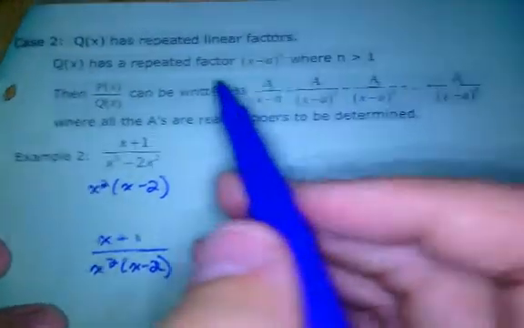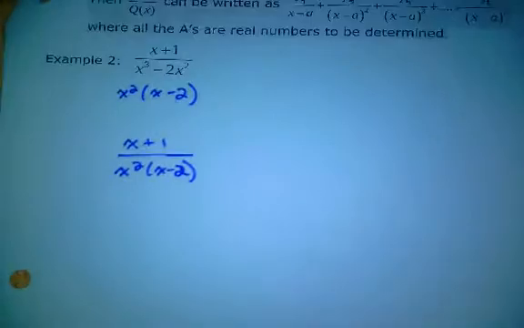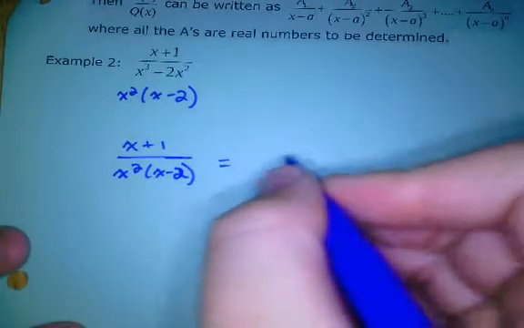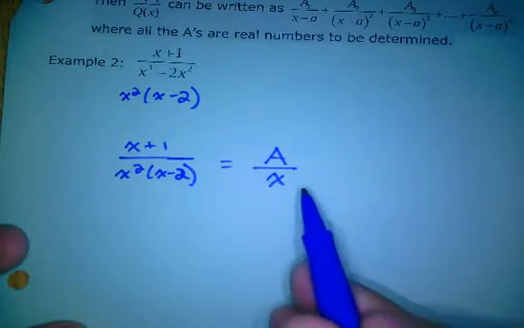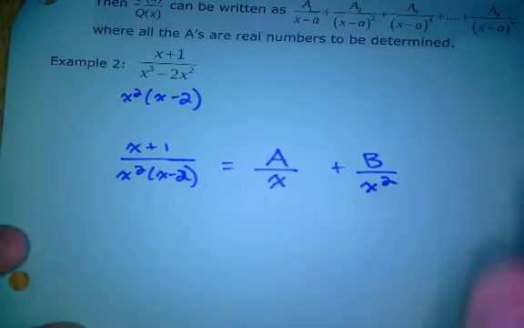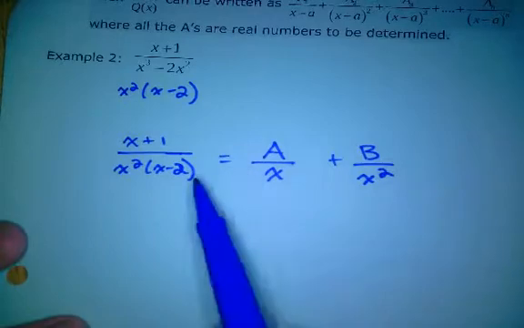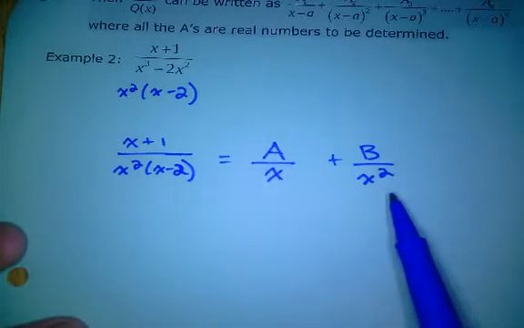If you have a repeating factor, it's kind of written in here, but very poorly, you have to write it as a single factor and as a double factor. This is what I mean by that. So, A over X, because X is one of our factors, plus B over X squared. That's the repeat. So if you have X squared, you have to do X, and you have to do 1 with X squared.